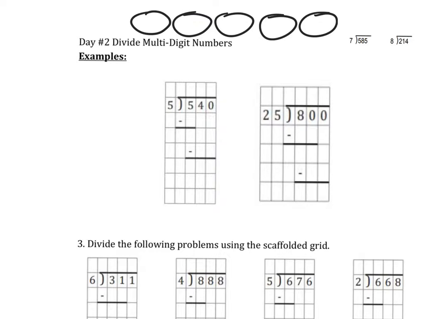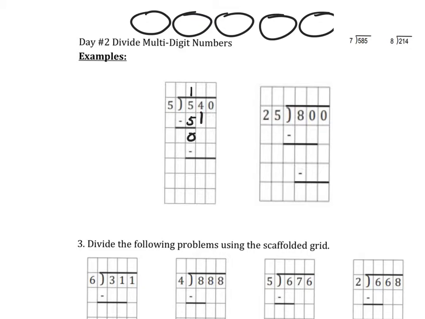So 5 goes into 5, so right away I say, how many 5s fit in this 5? And we know that that's 1. So 5 goes into 5, 1. So 5 times 1, this divisor times this number. Now it's a factor times a factor is going to give us a product. So 5 times 1 is 5. 5 minus 5 is 0. And now we have to bring down the 4.